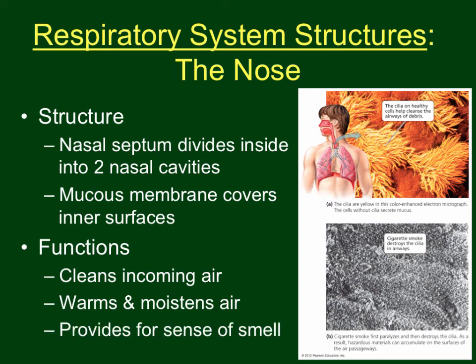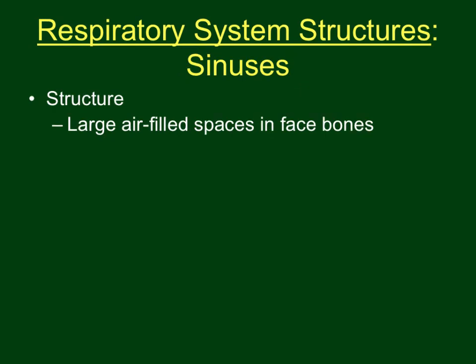We also have sense of smell going on there as well. So we have chemoreceptors, right? We have the ability to smell substances in the nose. So it's a fairly diverse organ. We've got cleaning of air, we've got moistening and warming of air, we've got filtration, we've also got sense of smell going on there with the nose.